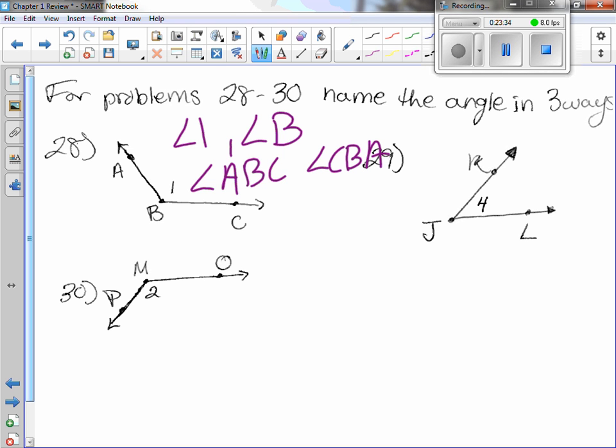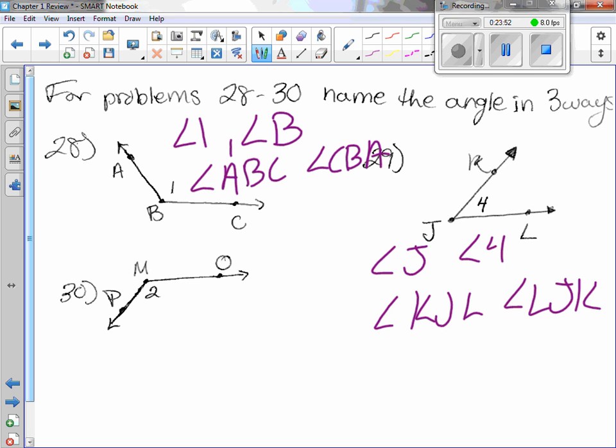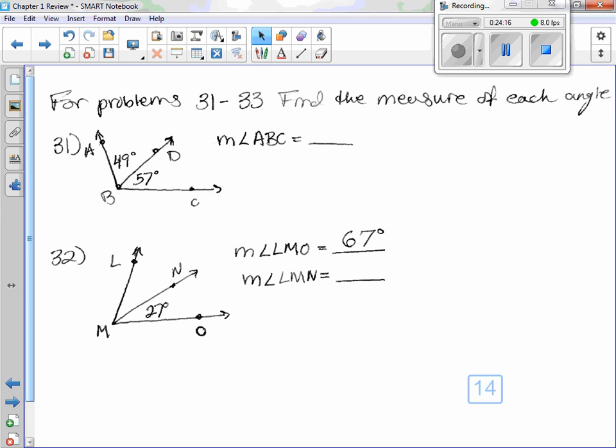The vertex for the angle has to be in the middle when we use 3 letters. The vertex has to be in the middle. If the vertex is on either side, that's not the correct way to name it. So this one over here we could say is angle J, angle 4, angle KJL, or angle LJK. Because we just start on one of the sides. If the number's not there, we just use angle J, angle KJL, LJK. Questions on this here? Let's look at the next one.